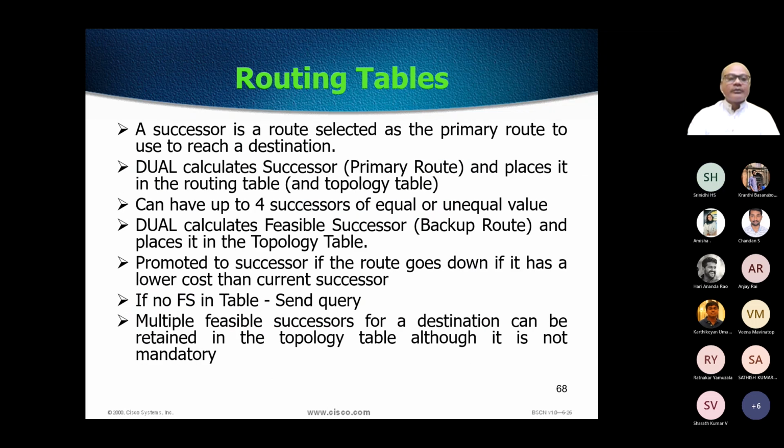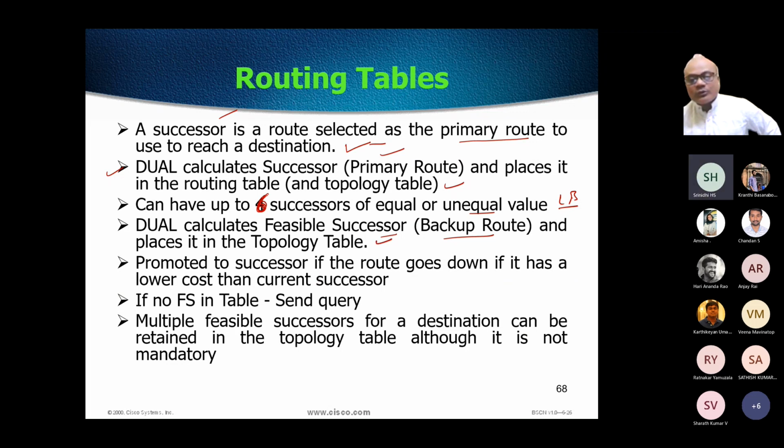In the routing table, the successor routes are selected as your primary routes used to reach your destinations. So your DUAL algorithm calculates the successor routes and places them into the routing table, from your topology table. You can have up to six successor routes for equal and unequal load balancing. The DUAL algorithm also calculates a feasible successor that acts as your backup route and places it into your routing table.